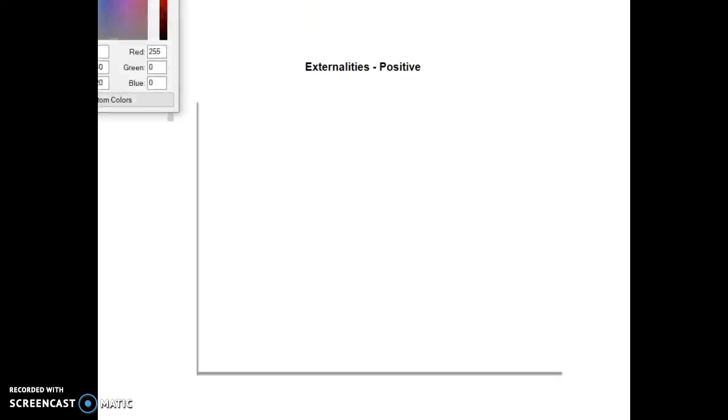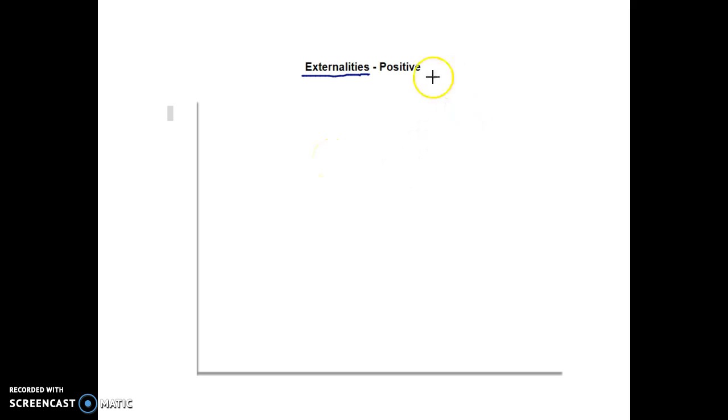We're going to do externalities here. Externalities is when a third party that is not the primary buyer or seller is impacted by it, either their spillover costs or their spillover benefits. So right here we have a positive externality. What this means is that there are spillover benefits, or SB, right?